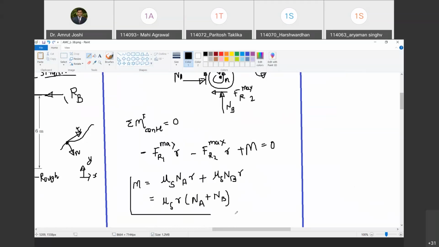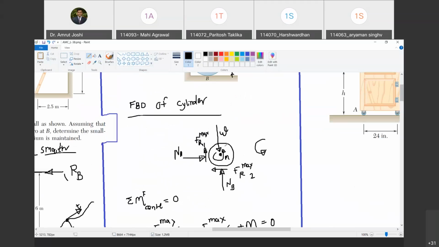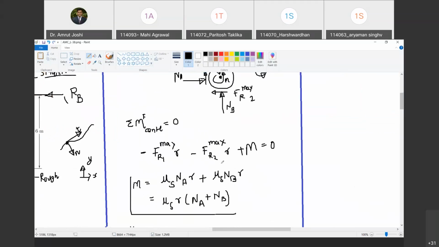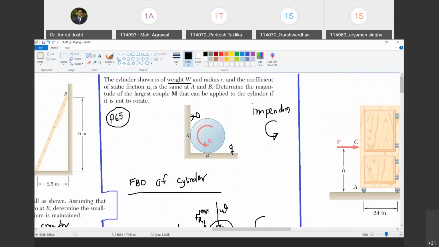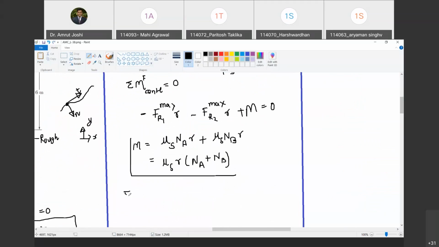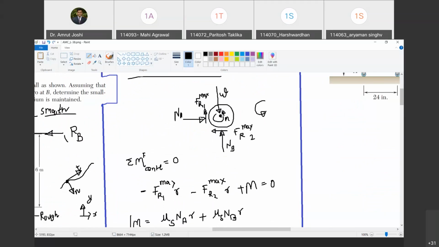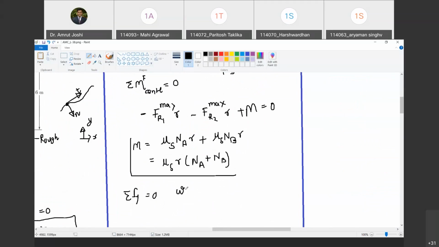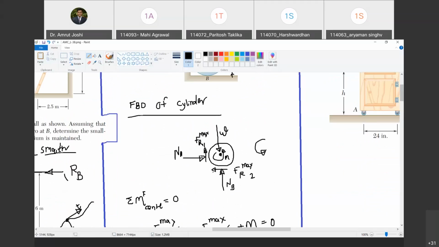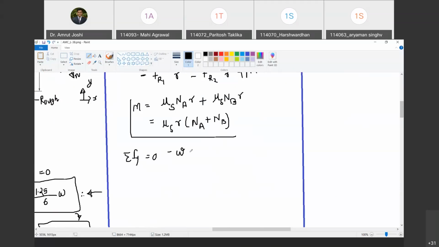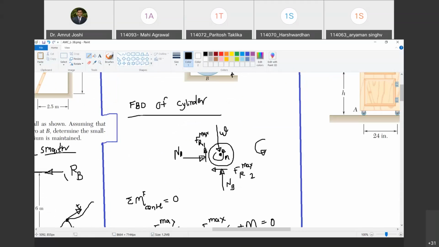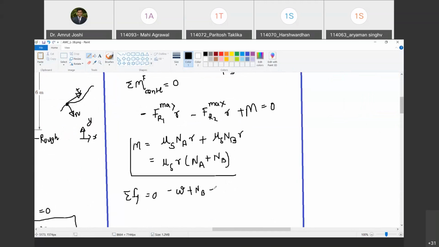Yes, sir. So I am now left with the calculation of Na and Nb in terms of W. Are you with me? Yes, sir. So how do I do that? Summation Fy equal to 0 gives me what? Tell me. Minus W plus Nb. Acha, how do you forget this? Plus Fr1 max.